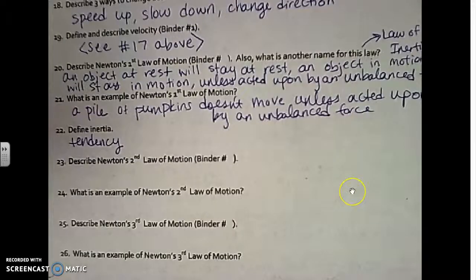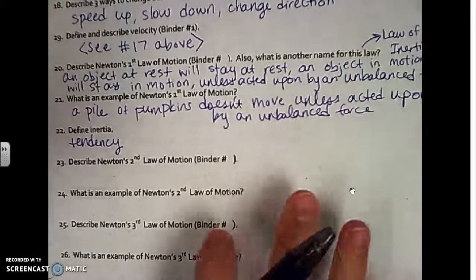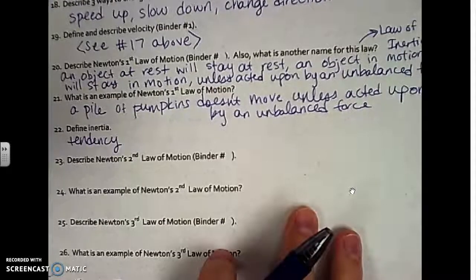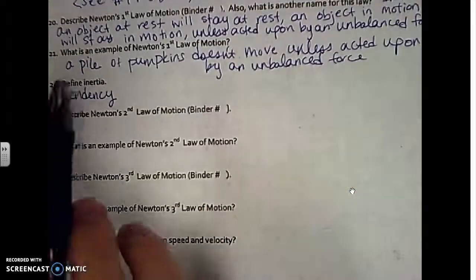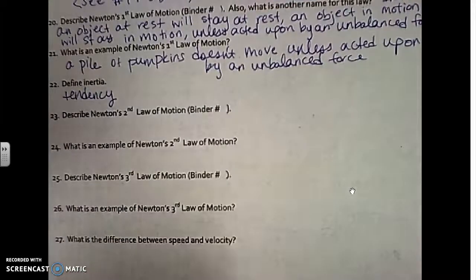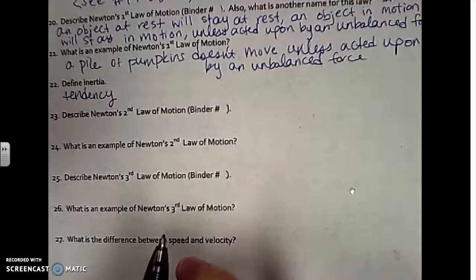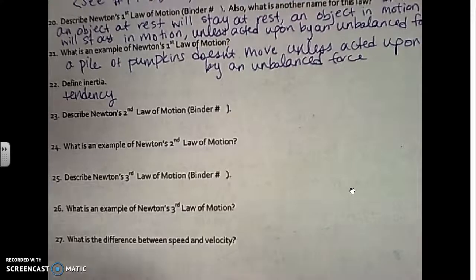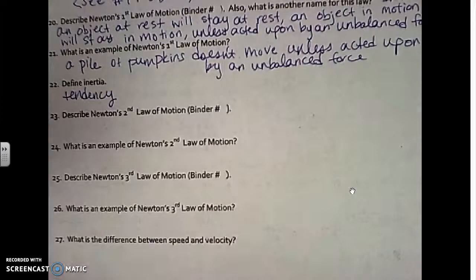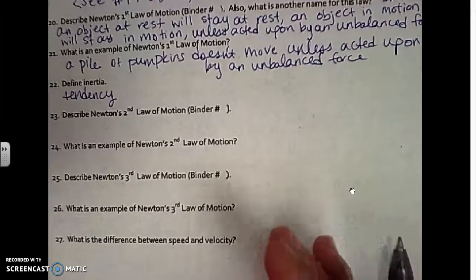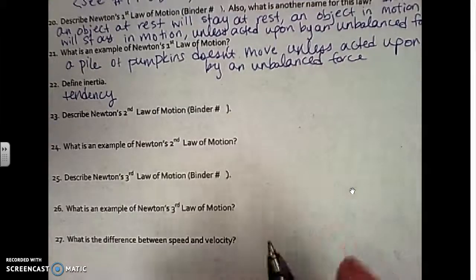Okay, so we're finishing up this last little bit of the study guide here, and we're on number 22, where it says define inertia. Inertia, we said, is an object's resistance to change. Basically, if it's going in a direction, it's going to stay in that direction at the same velocity, which means the same speed and same direction, unless acted upon by an unbalanced force. But we know for real that unbalanced forces happen all the time, things like friction, gravity, this sort of thing.